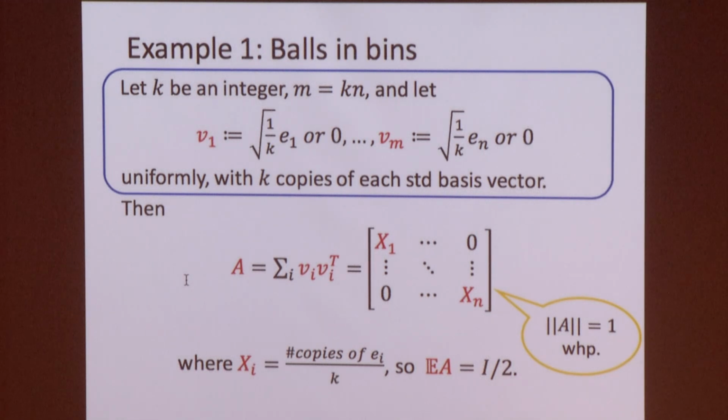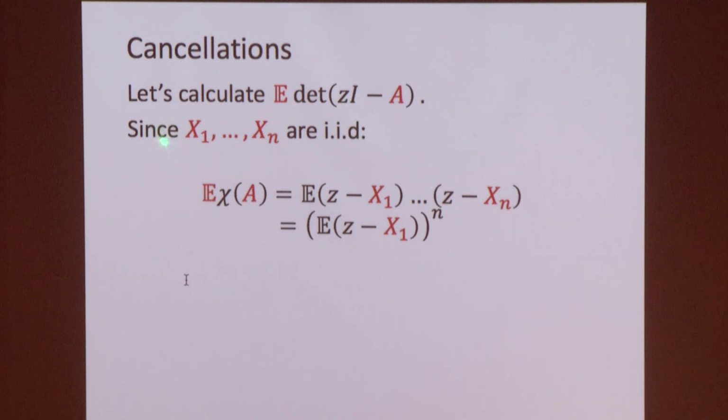Okay. So let's calculate the expected characteristic polynomial. These random variables are IID. So the expected characteristic polynomial is just the product of z minus x_i, where these are just the occupation of the ith bin. And since they're independent, it's just the product of the expectations. And since they're the same, it's just the expectation for the first bin raised to the n. And what's the expected fraction of balls that land in the first bin? It's just a half. So the expected characteristic polynomial is (z minus a half) to the n. Now, that was a very easy calculation, but I want to make 2 observations about it that are sort of surprising.